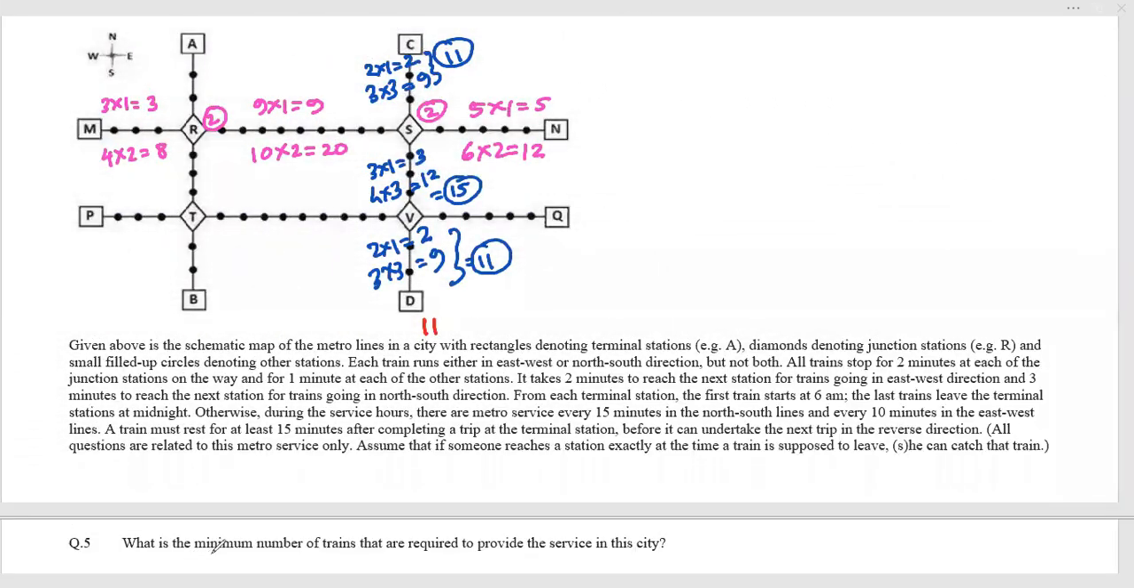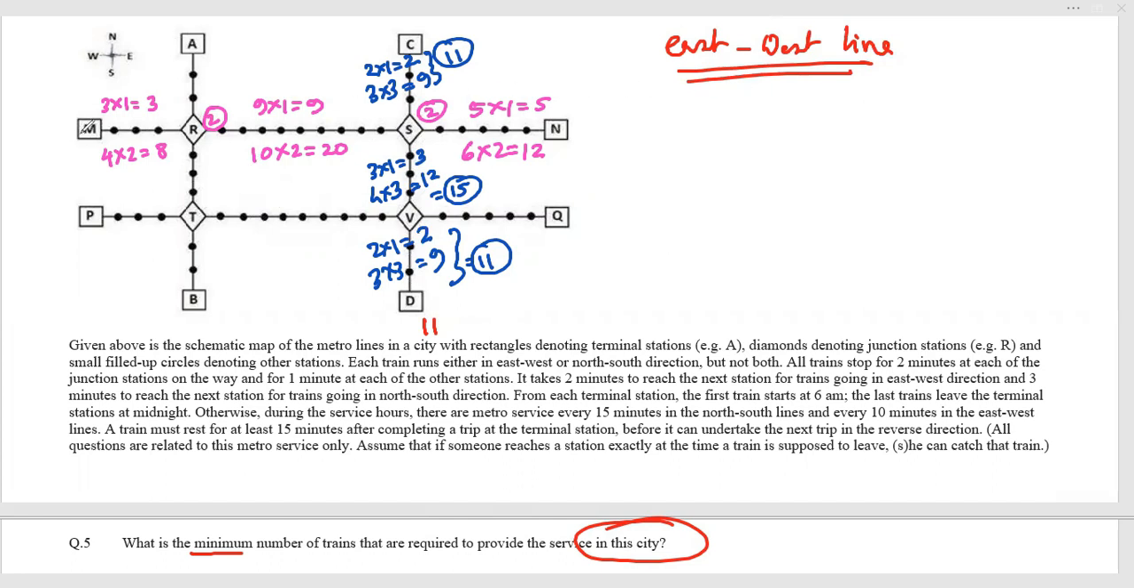Now we will go for our fifth question. What is the minimum number of trains required to provide the service in this city? So all trains. I know that the minimum number of trains required in the AB line is 8. So similarly the CD line also needs 8. My requirement is the MN line, the East West line. In that line, what is the minimum number of trains required?